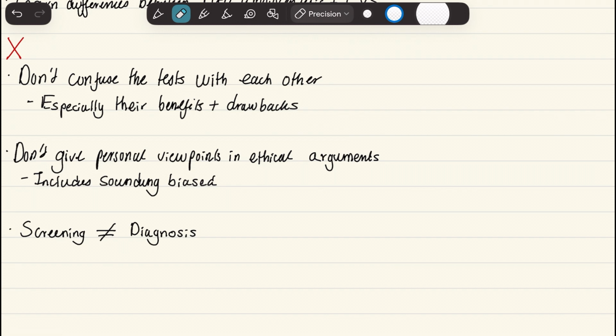Personal viewpoints and ethical arguments. Again, pretty much what we've talked about. But you just need to make sure you're not actually saying what your point of view is. Even if the question needs you to answer that, use the data in the question. Don't use your own knowledge, use the data in the question. And also just remember, screening is not a diagnosis. For example, someone gets screened for breast cancer, doesn't mean they have breast cancer, but they might be at an increased risk for it.